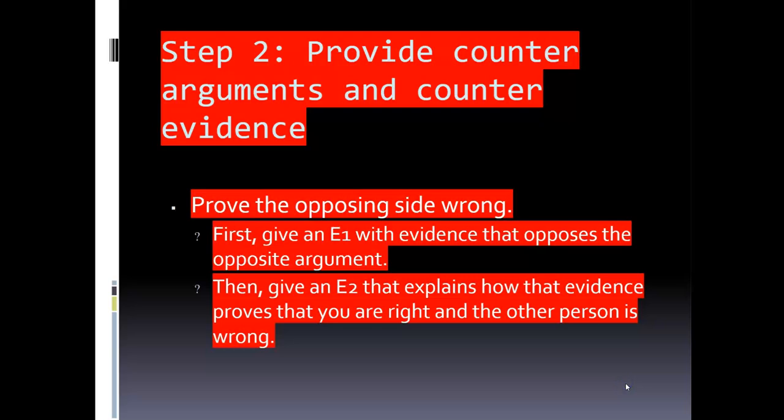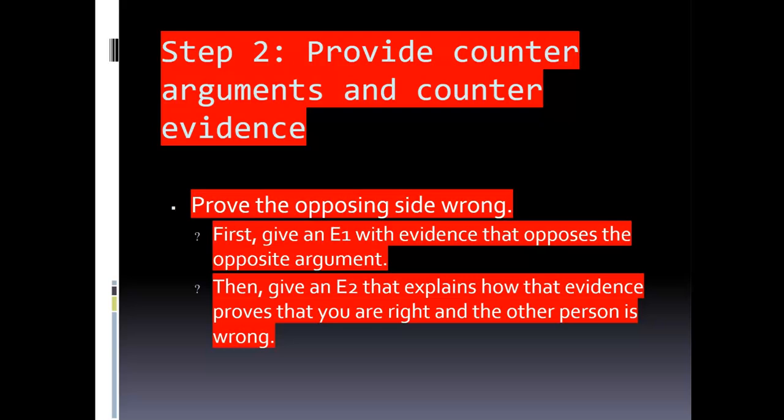After you give your opposing viewpoint and your counter argument, the next step is to provide counter arguments and counter evidence. So again, like I've said several times, this is your opportunity to prove the opposing side wrong. So like we've talked about, you're going to start by giving a piece of evidence from the text that opposes the opposite argument. So it's your opportunity to pull in some evidence from the passage that proves that you are right and that the other side is wrong.